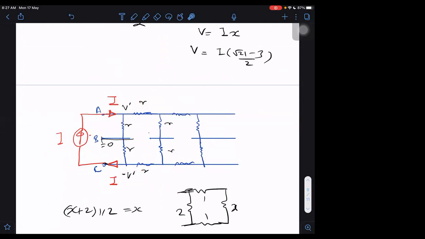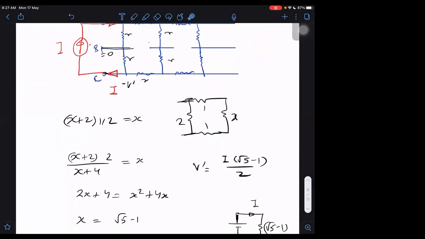IR by 2. I can't understand how you can take IR by 2. What is R first of all? Which R? This R or which R? Equivalent resistance. Total equivalent resistance. Yes, sir. That is what I have taken.